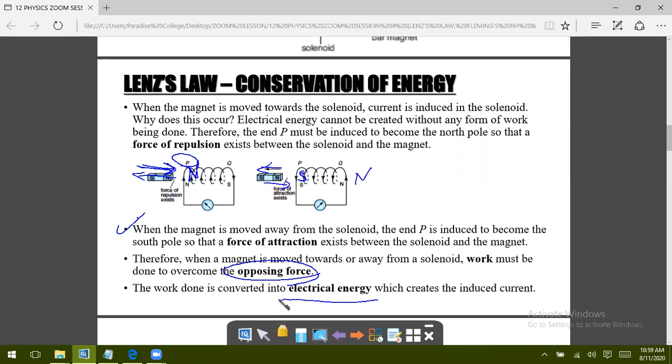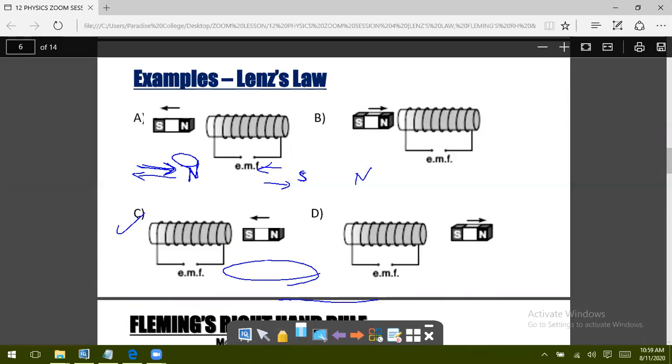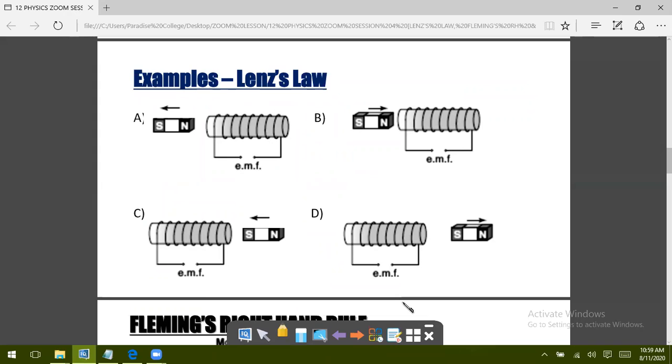Now let's move a little bit further down to the next. Here I've got these examples, just to understand Lenz law. Let's take a look at these examples. The first example here, A. I've got a solenoid, and we are going to identify the current direction together. So this time, tell me, is the North Pole brought closer, or is it moved away from the solenoid?